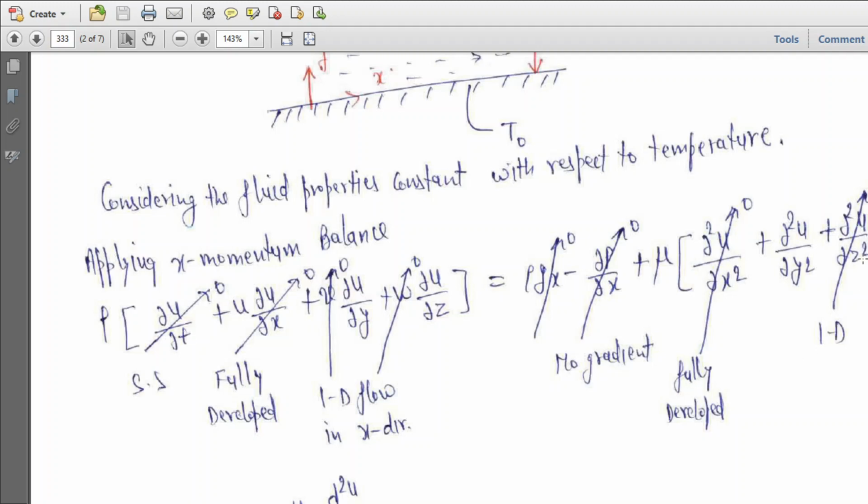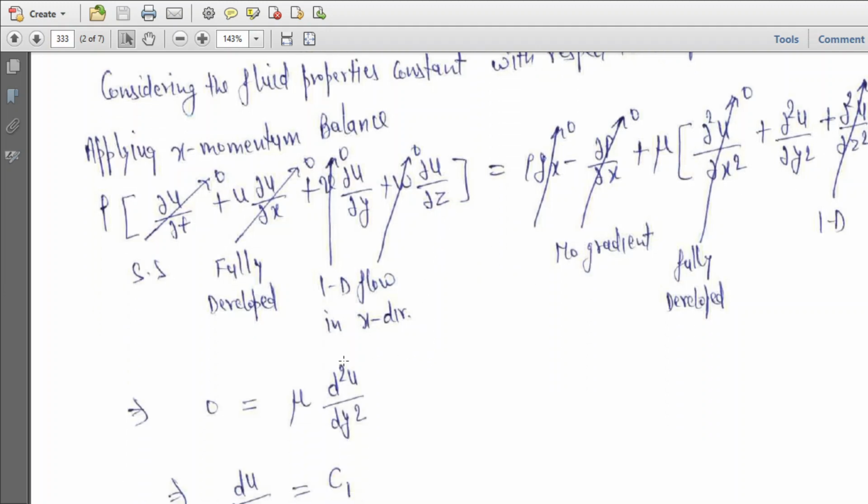Del u upon del z: this z dimension is excessively large compared to y, therefore the del square u upon del z square term would be much lower than del square u upon del y square, so we are neglecting it. Finally we end up with 0 equal to mu d square u upon dy square, where u is the only function of y.